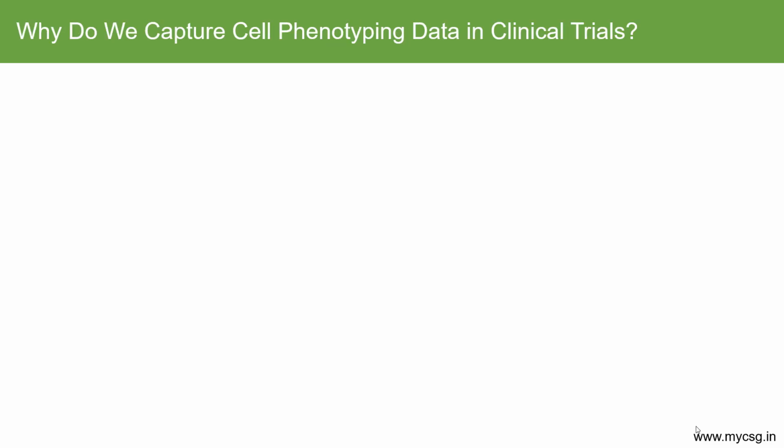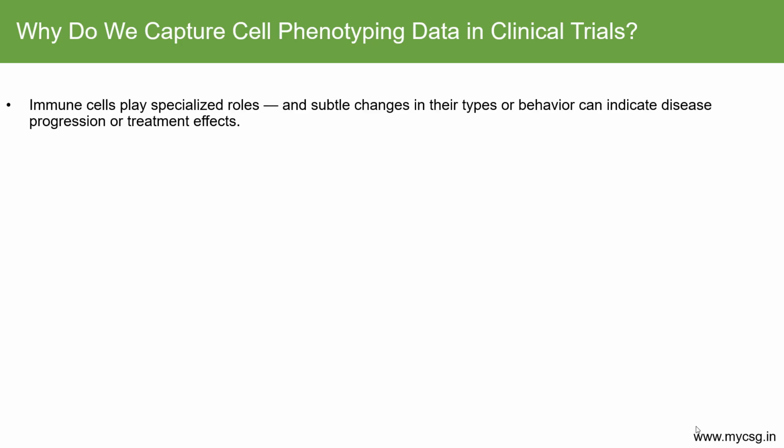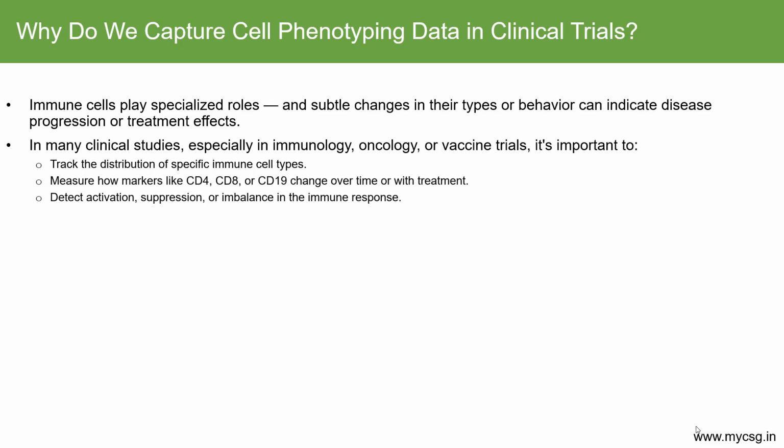So why do we capture cell phenotyping data in clinical trials? Immune cells, as discussed, play specialized roles, and subtle changes in their types or behavior can indicate disease progression or treatment effects. In many clinical trials, especially in immunology, oncology, or vaccine trials, it is important to track the distribution of specific immune cell types and measure how markers like CD4, CD8, or CD19 change over time or with treatment. And we may also be interested in detecting activation, suppression, or imbalance in the immune response.